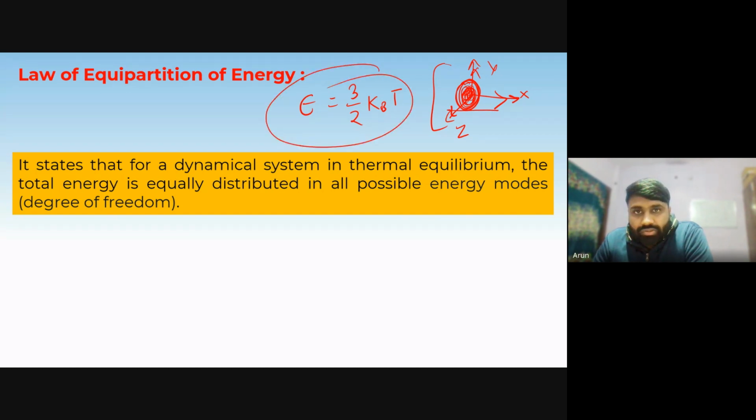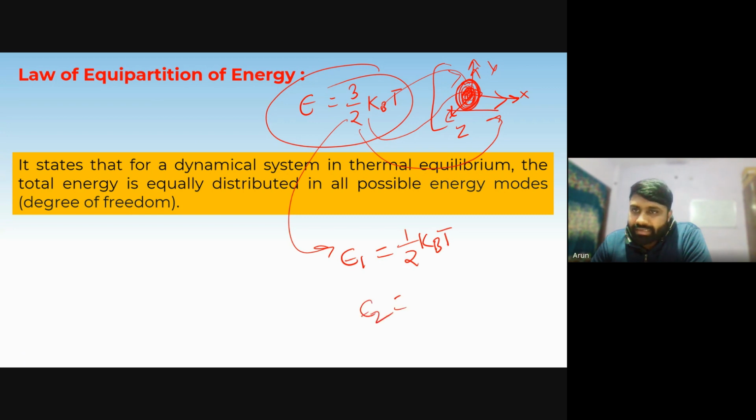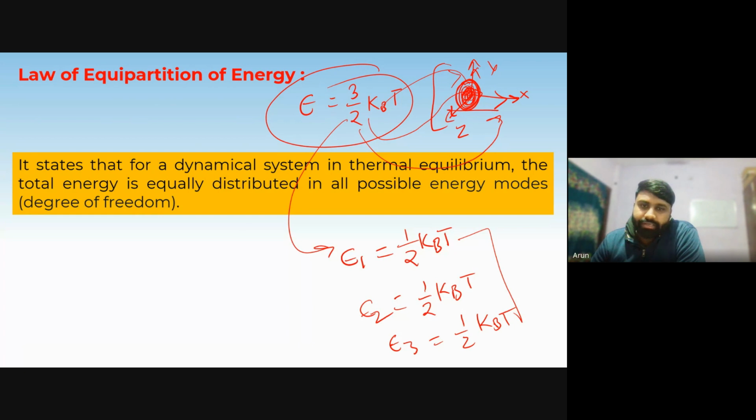Okay, so this total energy, according to the law of equipartition of energy, is distributed to all possible movements of it. So this energy is distributed in three ways. For one way, the energy will be 1 by 2 kb into T. For the second, let's say the y-axis, 1 by 2 kb into T. And for the z-axis, it is 1 by 2 kb into T. Okay. So this is the law of equipartition of energy. Got it?